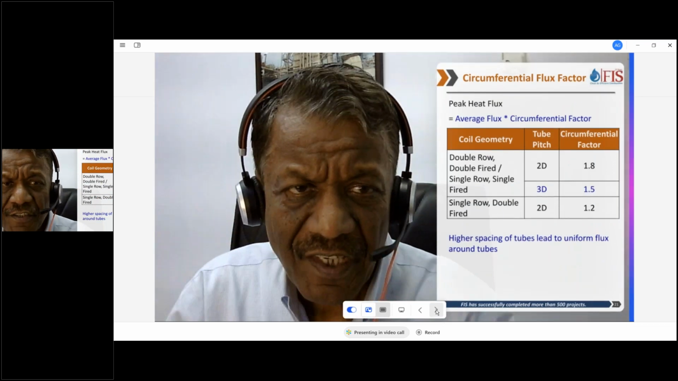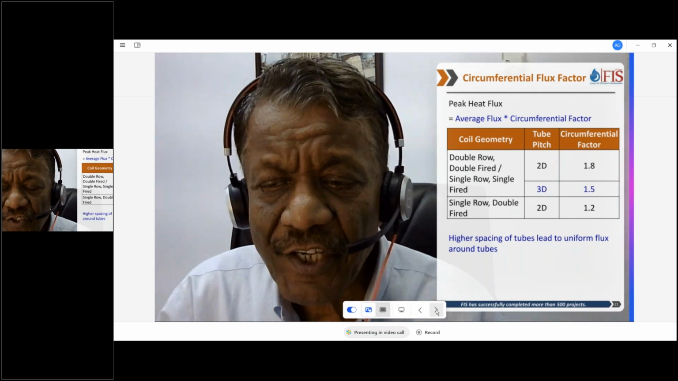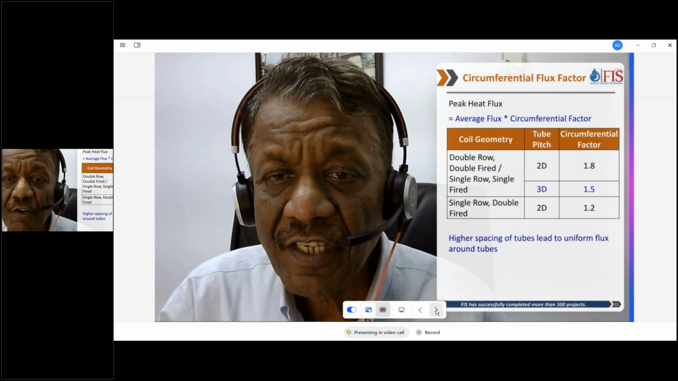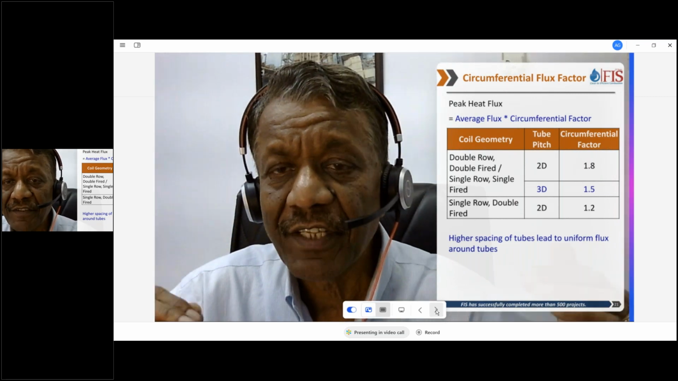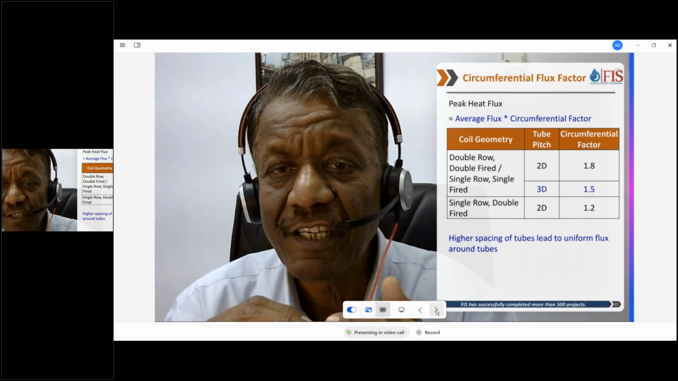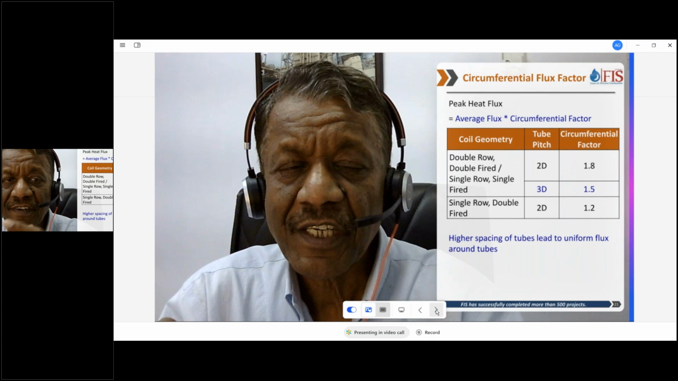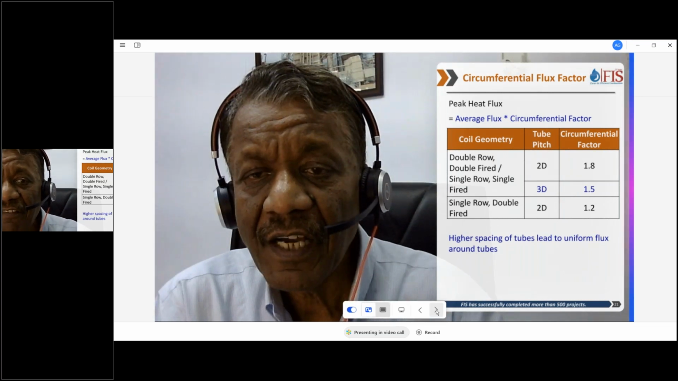That's some configuration which is mostly possible. This is just to give you some idea. The heat transfer across the furnace, across the tube is not uniform. It is the highest at the place where the flames are seeing the tubes, at the front of the tube, and lowest at the back. So this circumferential factor defines the average to max ratio.